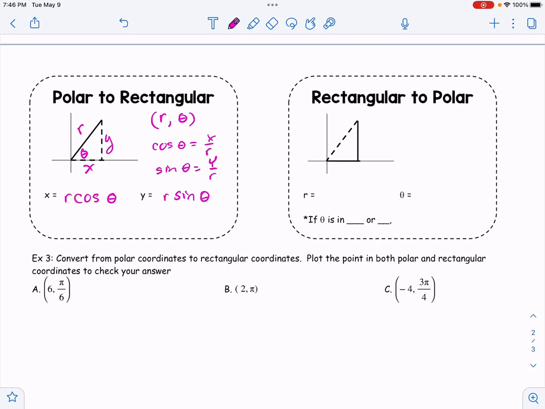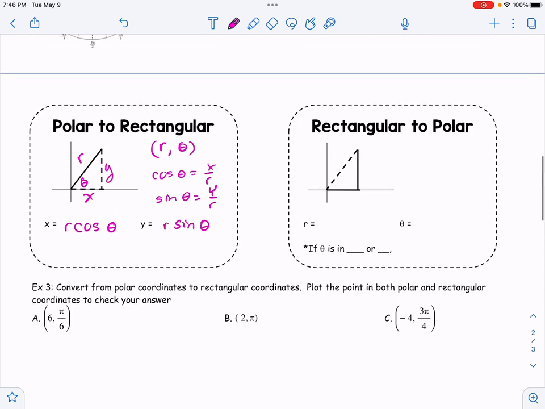Okay? And then if I do rectangular, remember this is x, y, and r. We know that Pythagorean theorem, x squared plus y squared equals r squared. And if this is theta, we know that theta is the inverse tan of y over x. It says if theta is in quadrant 2 or 3, you add pi.